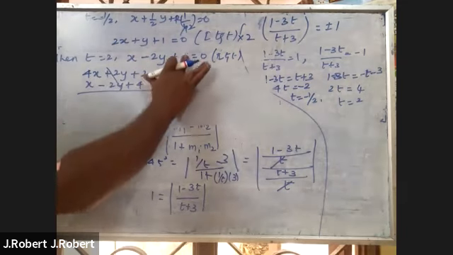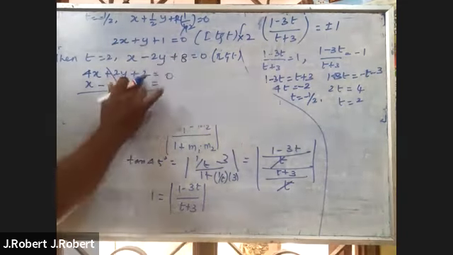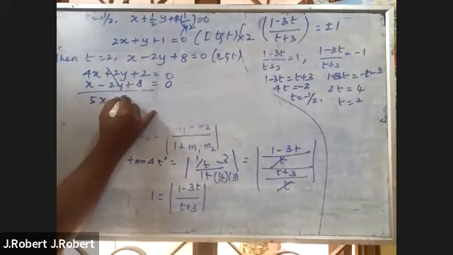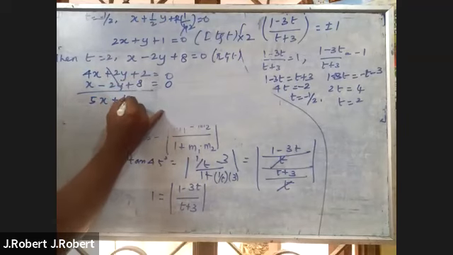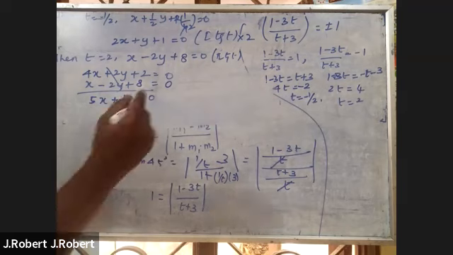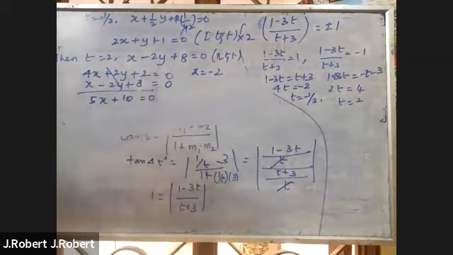2t squared comes, right? So this becomes 8; we made a mistake here. 2t squared becomes 8 equal to 0. Then again, 5x plus 10 equals 0. Yes, 5x plus 10 equals 0, so x is equal to minus 2.